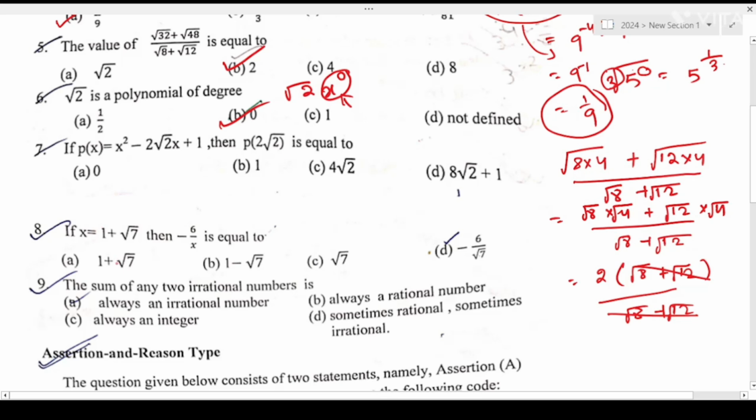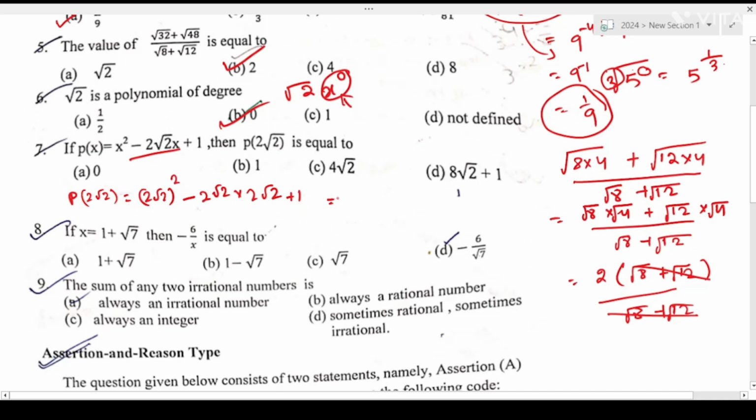P of x is equal to x square minus 2 root 2 x plus 1. Then find P of 2 root 2. Okay. Put the question in place of x, we put 2 root 2. So P of 2 root 2 is equal to 2 root 2 square minus 2 root 2 into 2 root 2. Okay. Then plus 1.